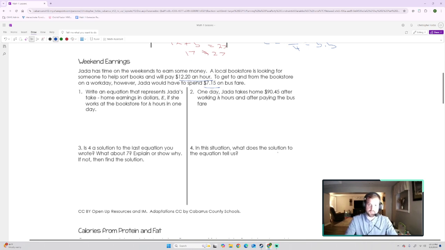All right, that makes sense in the real world. Okay, so you know you're earning $12.20 an hour, but there's always expenses you have to have. In this case, there's $7.15 for a bus fare. Okay, so the last problem gave us the equation, but now I want us to write an equation that represents Jada's take-home earnings in dollars E if she works at the bookstore for H hours in one day, okay? And we got to use the information it gave us. $12.20 an hour, there's our H, and $7.15 for a bus fare, okay?